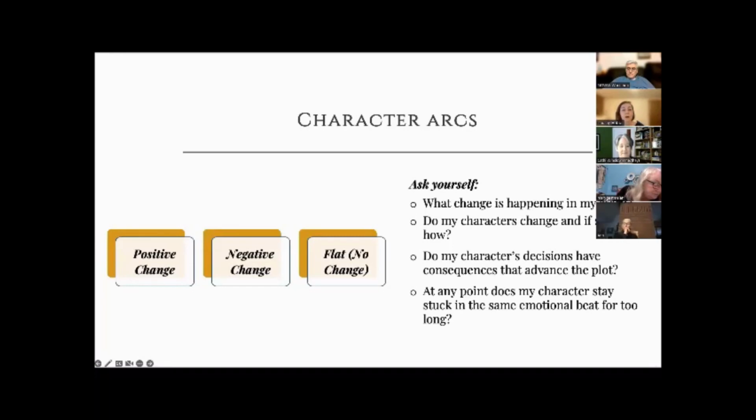So like I said, plot and character are inextricably linked. The changes in your character need to be moving along with the changes in your story. And so you should always keep your character's arc in mind as well as your story arc when you're looking at your manuscript from a developmental perspective.